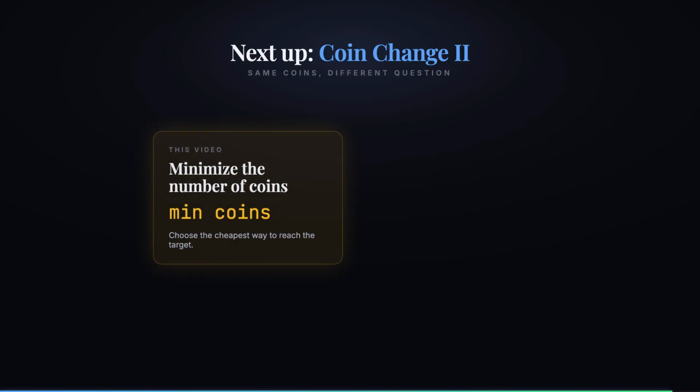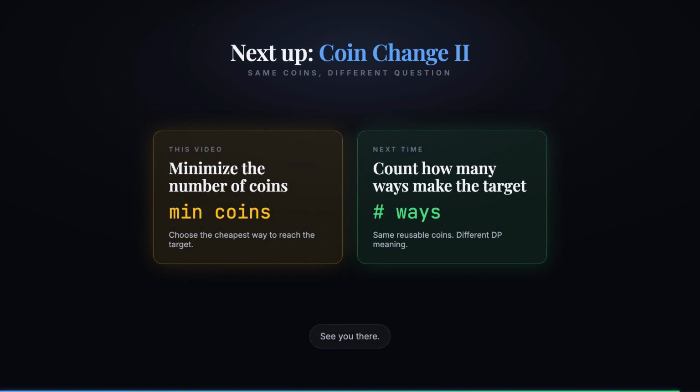Next time, same reusable coins, but instead of minimizing coins, we count the number of ways to make the amount. That's coin change 2. See you there.